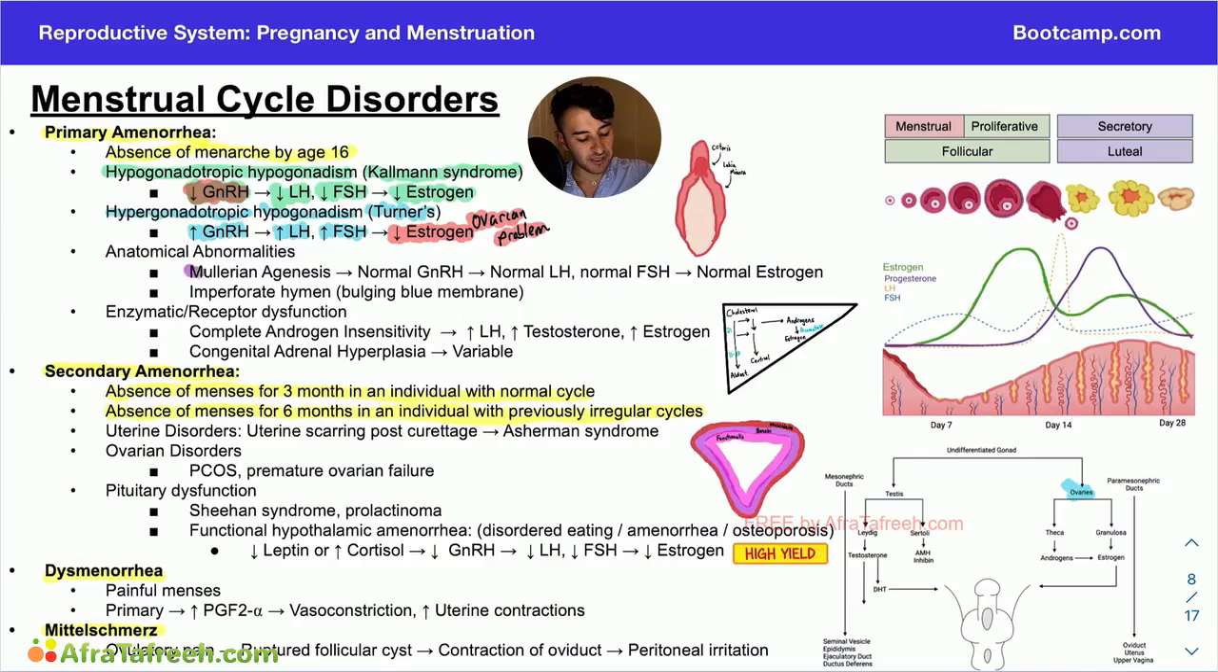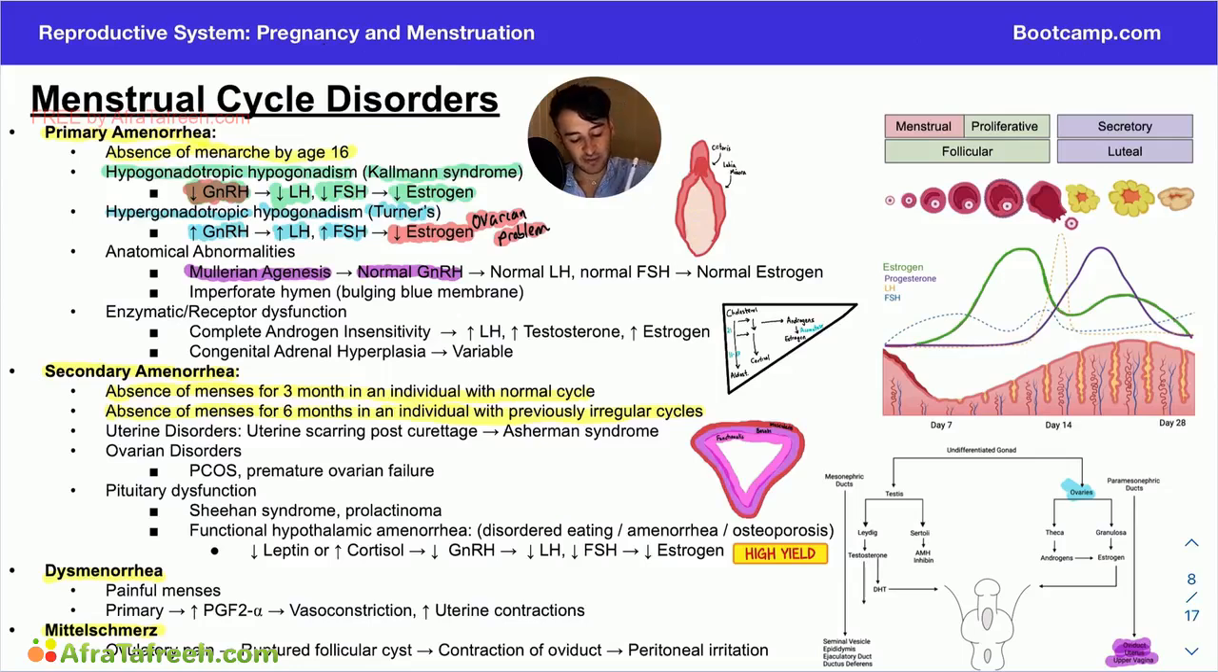Let's talk about Mullerian agenesis first. We know that Mullerian agenesis is when the structures that come from our Mullerian ducts do not form. So if we look down here, it's our oviduct, our uterus, and our upper vagina. And you know that we need a uterus in order to have a menses, so if we don't have one, we can expect no menses. And we're going to expect normal GnRH here because this is a uterine problem. This is not a hypothalamic problem.